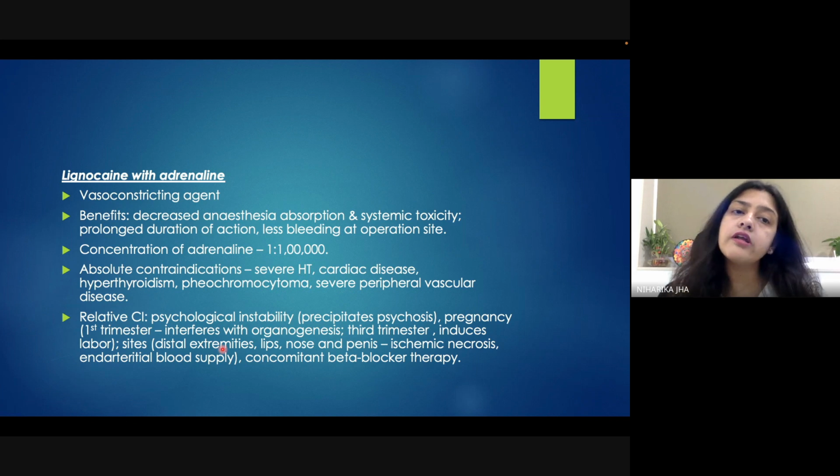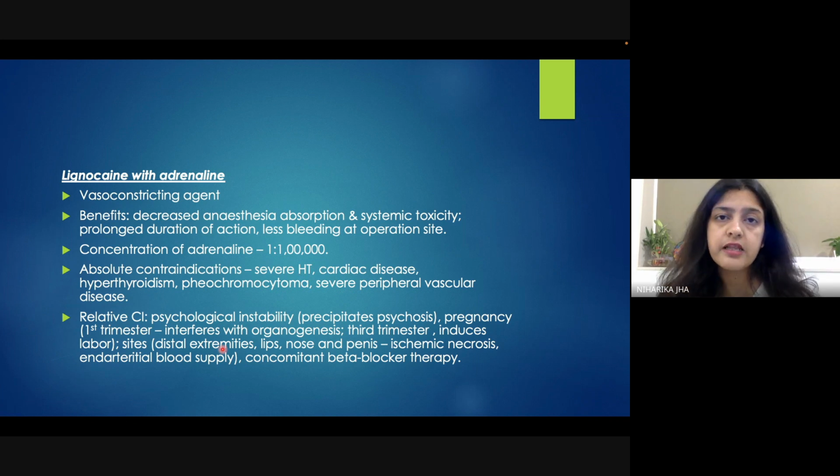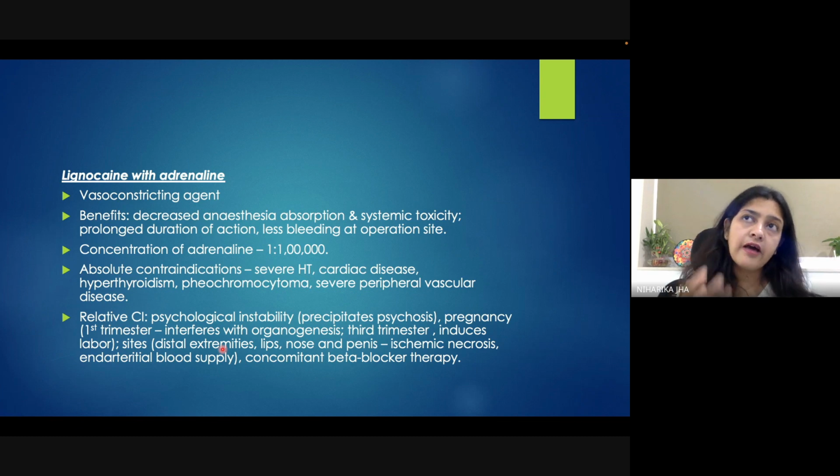So we should avoid using lignocaine with adrenaline in places such as distal extremities, the fingertips, the toe tips, the nose tip, the ears, the penile area, because in these areas ischemic necrosis can happen. Because they have end arterial blood supply, and because of the constricting action of the adrenaline, ischemic necrosis can happen. So it is better to avoid lignocaine with adrenaline at these sites. Apart from that, it should be avoided in pregnancy.